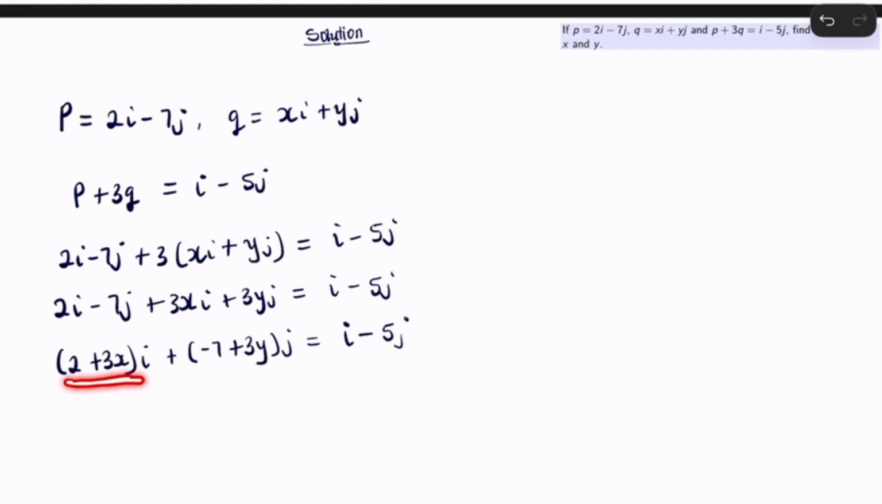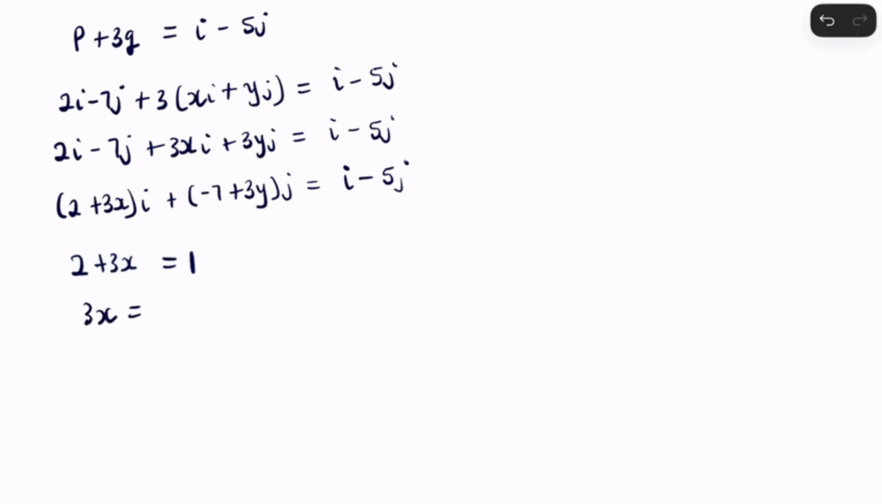The coefficients on the left hand side for the i component should be the same as the coefficients on the right hand side for the i component. Likewise, the coefficients of the j components on the left hand side should be the same as the coefficients of the j component on the right hand side. Thus, we are going to have 2 plus 3x equal to the coefficient on the right hand side for the i component. Thus, 3x is equal to minus 1, hence x is equal to minus 1 on 3.